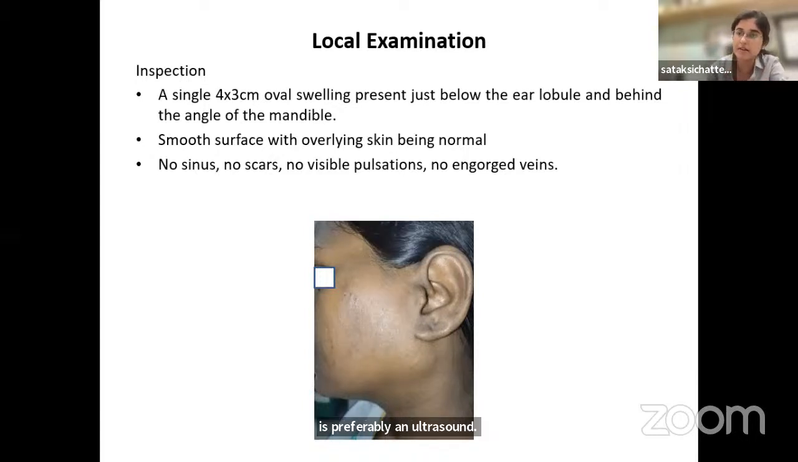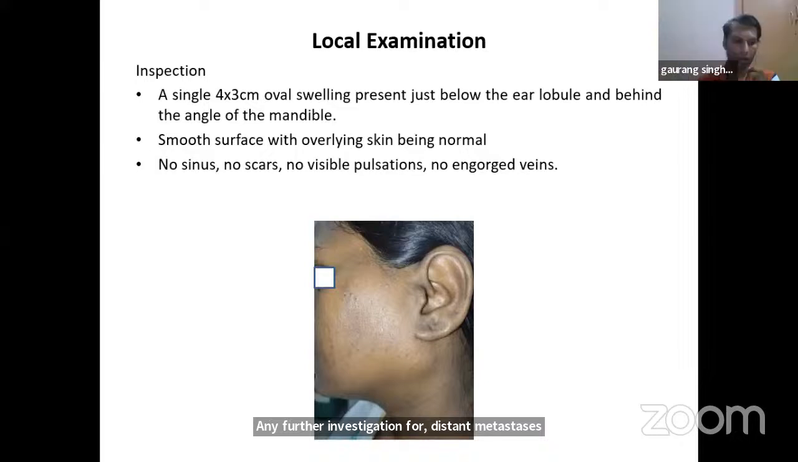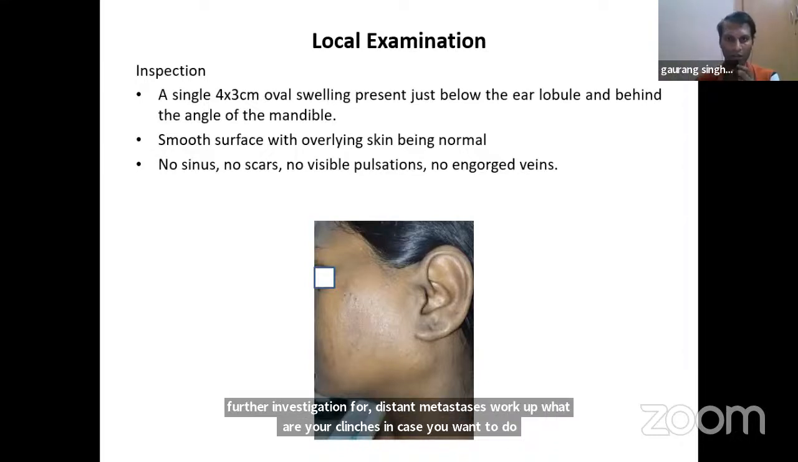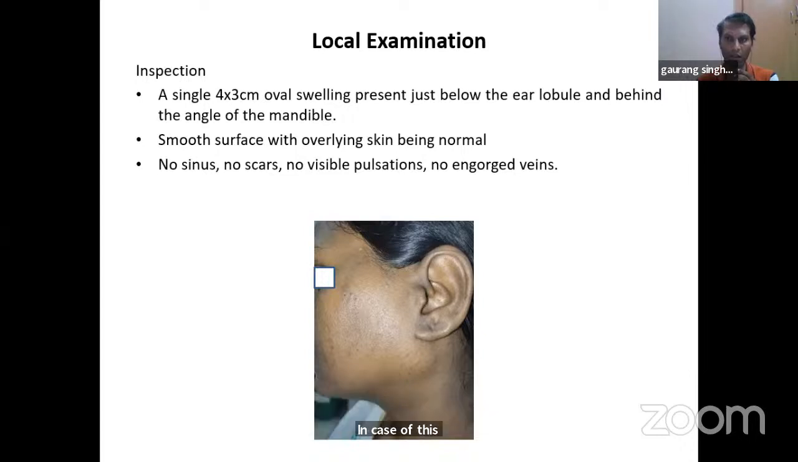Any further investigation for distant metastasis workup? What are your clinchers in case you want to do it? In case of this FNAC showing a high grade or something like that, then I will go on to rule out the distant metastasis in the form of a PET-CT scan, so that it will cover the chest as well as the abdomen.